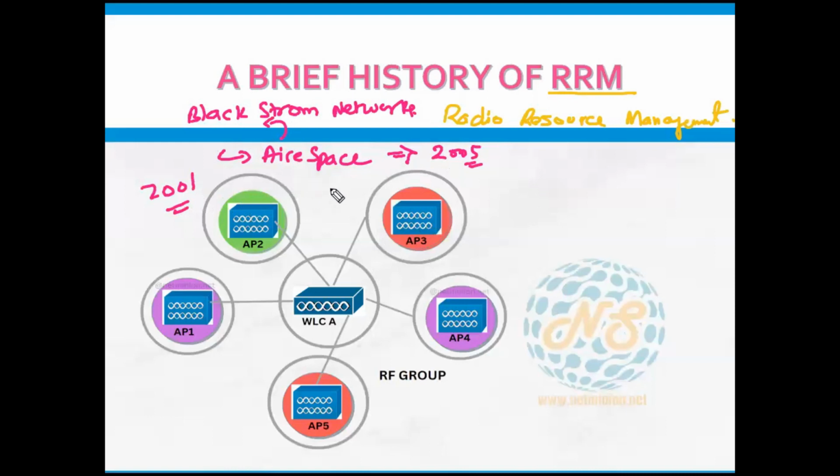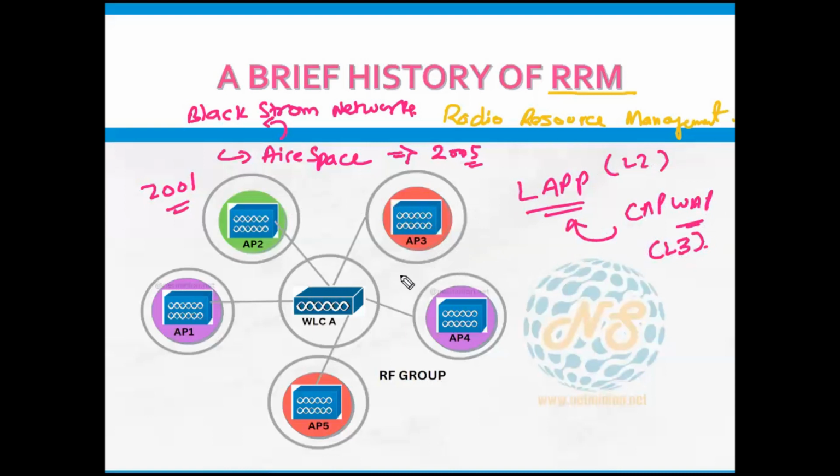This was the company that developed the AP controller model for fast development and the lightweight access point. What I was talking about, the Lightweight Access Point Protocol, is the predecessor of your CAPWAP. So this was the layer two thing, and CAPWAP is your layer three thing. Got this point?